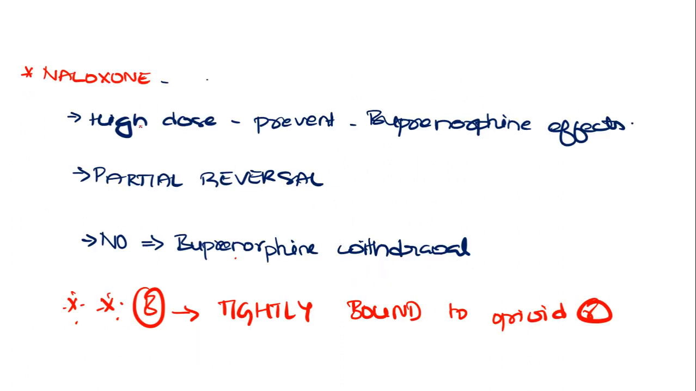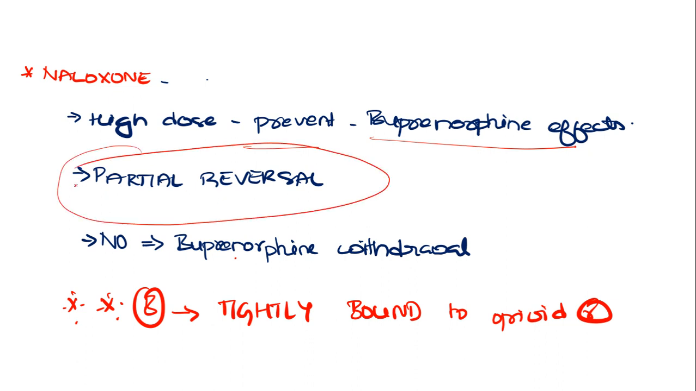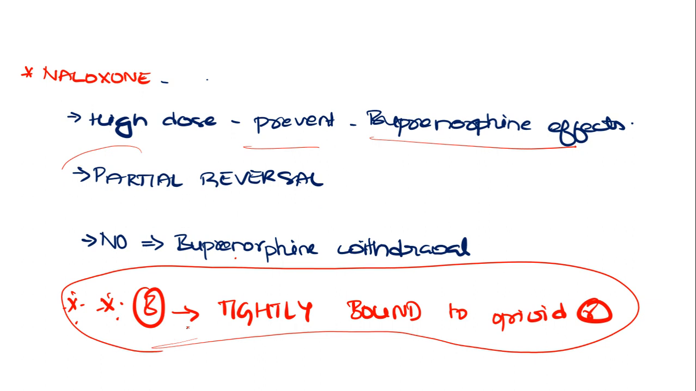So whenever you use a naloxone high dose, it will prevent the effects of buprenorphine, but remember, it causes only partial reversal of the effects which are produced by buprenorphine, because buprenorphine will be tightly bound to the opioid receptors as well as the tissue protein. The plasma protein binding is very high with respect to buprenorphine.